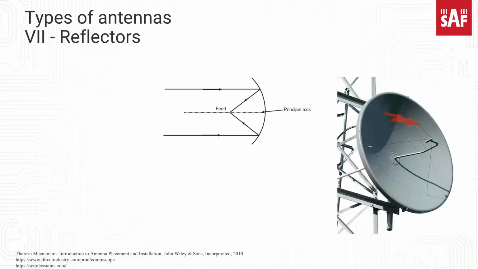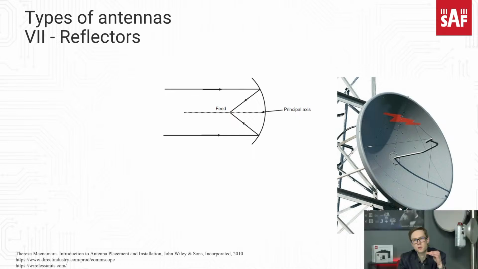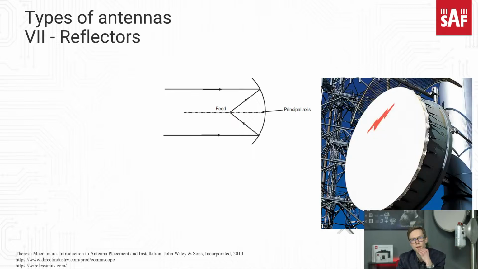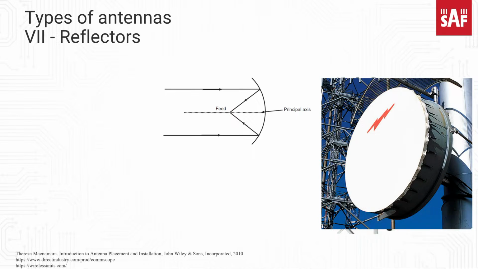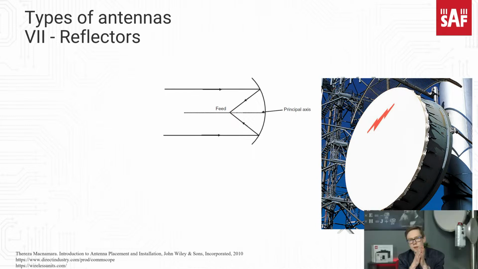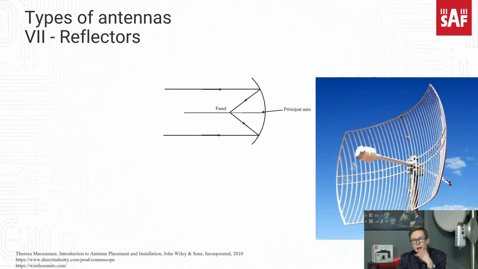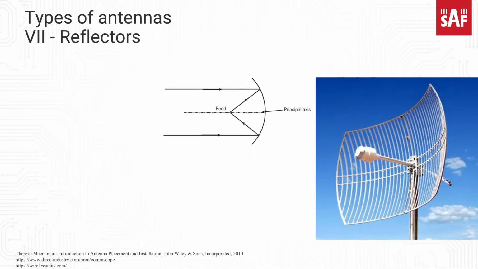For example, this is how it looks without a radome, when we can see this driven element, this feeder, some distance away from the reflector at the focal point. And this is how it looks for the bigger antenna when it is hidden inside the radome. So we don't actually see this feeding element because it is protected with this radome. And this is how the other type of these antennas looks.